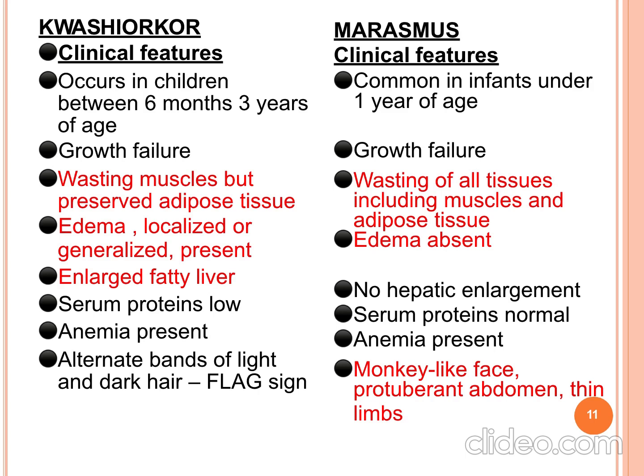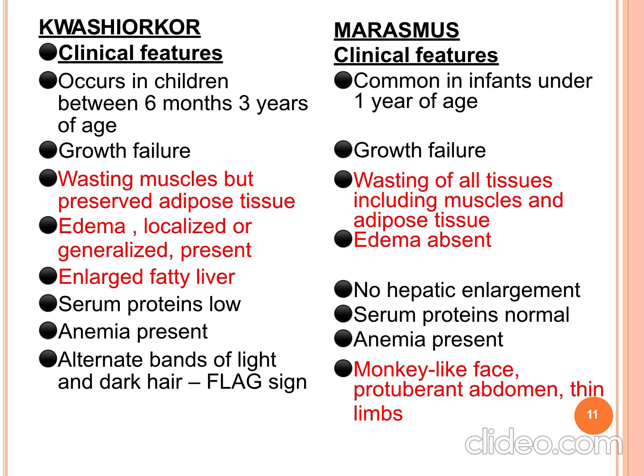The clinical differences are: kwashiorkor occurs in children between 6 months and 3 years of age. There will be growth failure, wasting of muscles, but preserved adipose tissue. Edema, localized or generalized, is present. An enlarged fatty liver can be seen. Serum protein levels are lower. Anemia is present, and alternate bands of light and dark hair, which is called the flag sign.